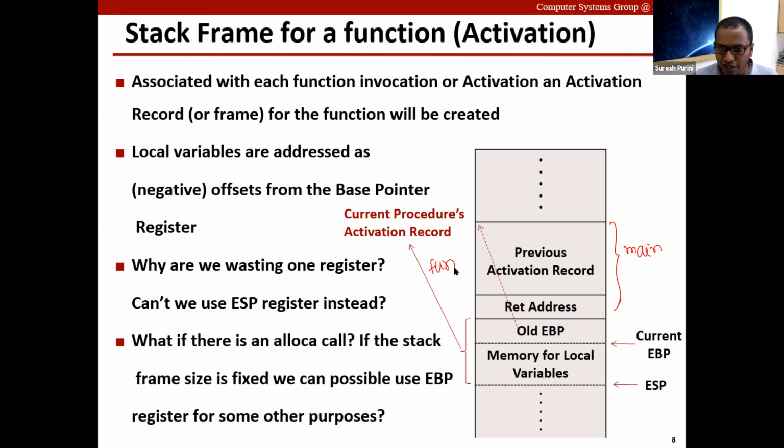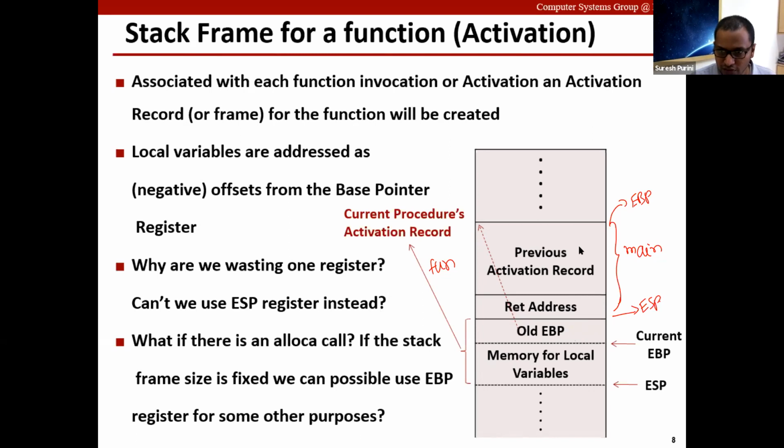And the activation record contains, for example, the EBP register. Because before this activation record got pushed onto the stack, there is a previous activation record, and the EBP register is pointing to the base of the activation record. And the stack pointer is pointing to the top of the activation record. So when this function fun is called, we don't want to lose out on the previous EBP.